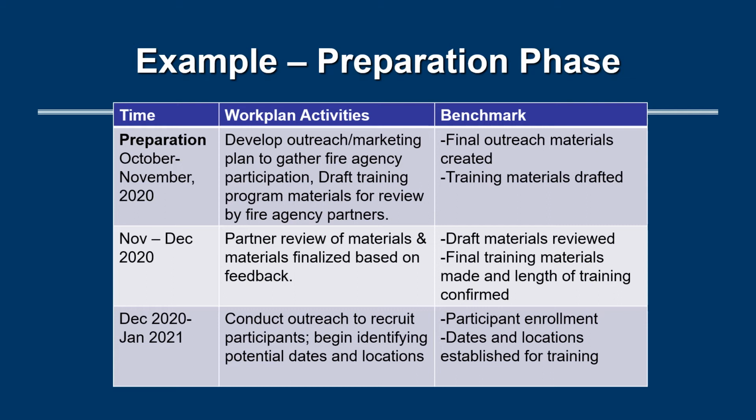Under work plan activities, it says partner review of materials and materials finalized based on feedback. Under benchmark, we have written draft materials reviewed and final training materials made and length of training confirmed. In the third row, under time, it says December 2020 through January 2021. Under work plan activities, it says conduct outreach to recruit participants, begin identifying potential dates and locations. Under benchmark, we have written participant enrollment, dates and locations established for training.